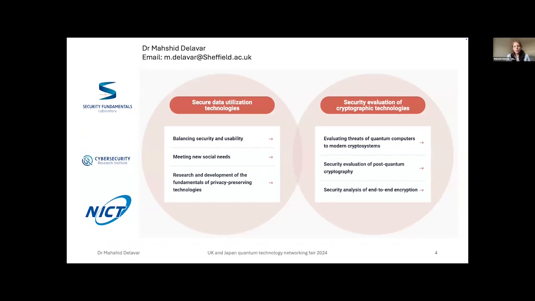So browsing through the security fundamentals laboratory, I found my research interests perfectly aligned with their work on the security evaluation of cryptographic technologies. And I hope to connect with researchers from this lab or other Japanese institutes like QIQB. After the talk, I found that I have common research interests with QIQB too. And I'm happy to collaborate with brilliant researchers from Japan.